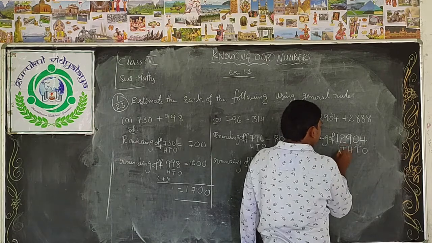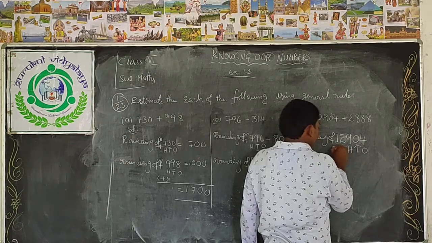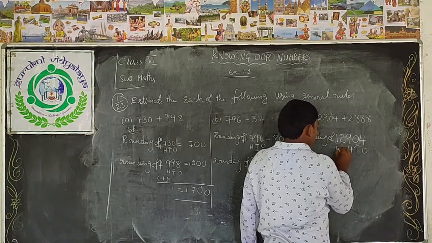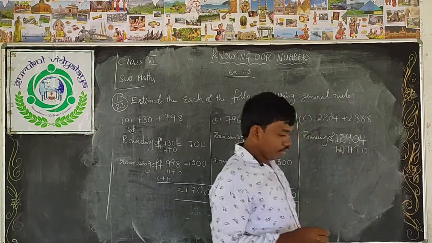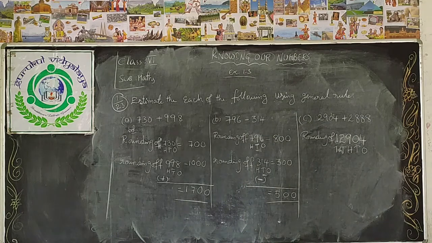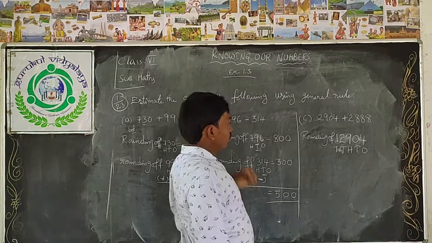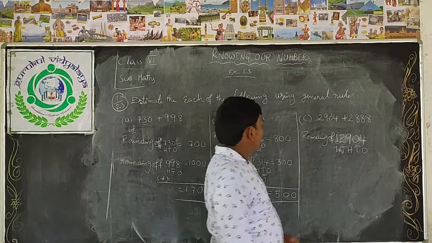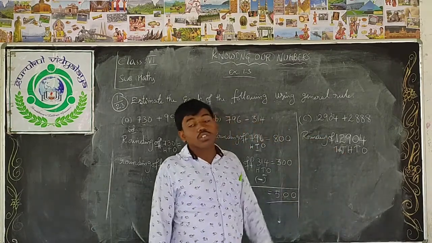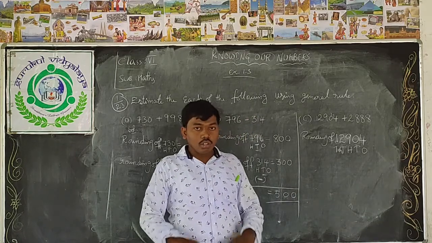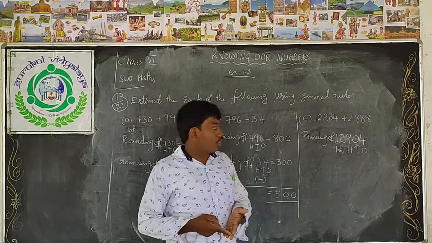Thousands place. This is 10,000 place. See the children. Okay, children, this is 12,000. We can round off to the thousands. So you want to round off to the 1,000.